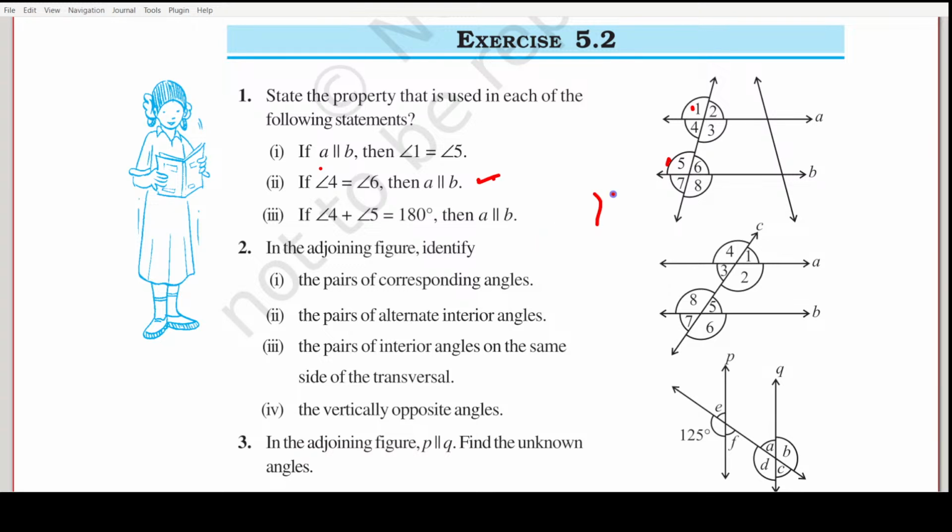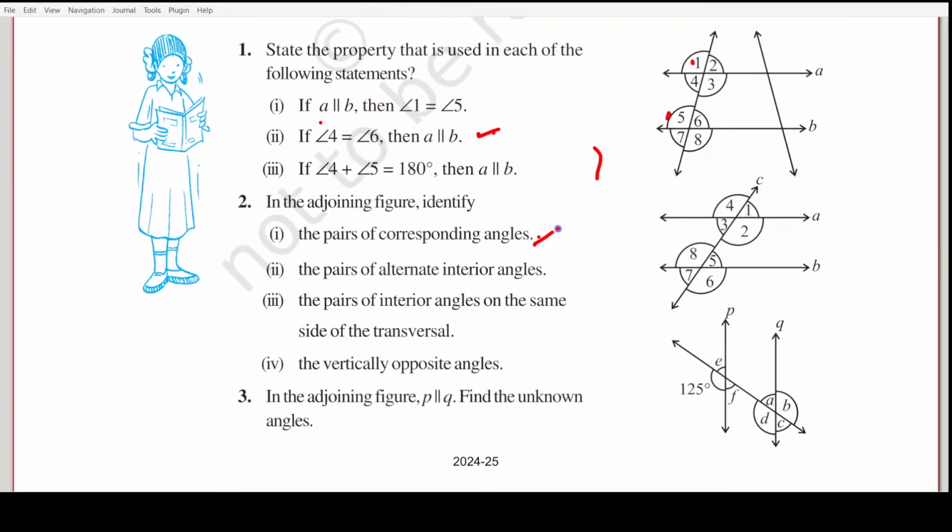So in this one, how many pairs will you get? Corresponding angles. What are those? Quickly tell. 1 and 5, 2 and 6, 4 and 8, 3 and 7, right? Alternate interior angles. We have 4 and 6 and 3 and 5.